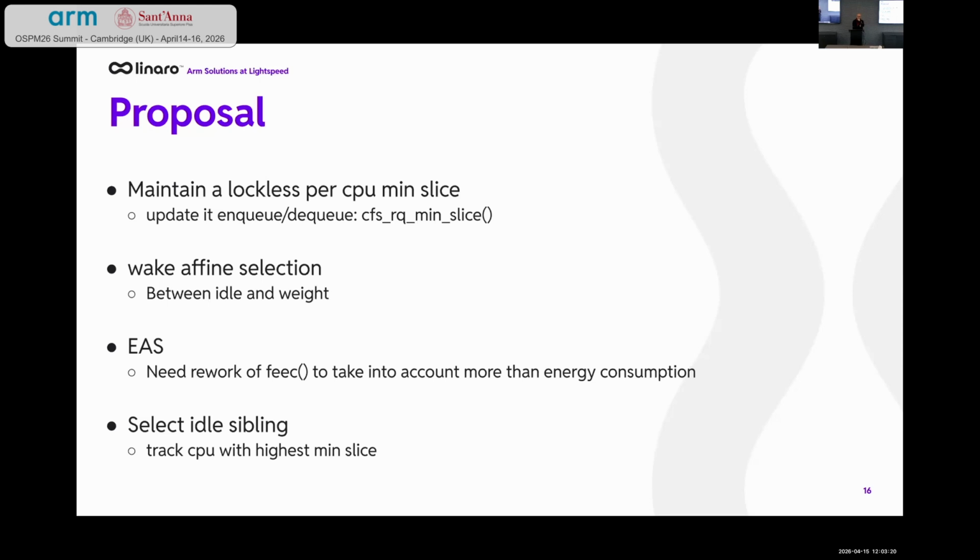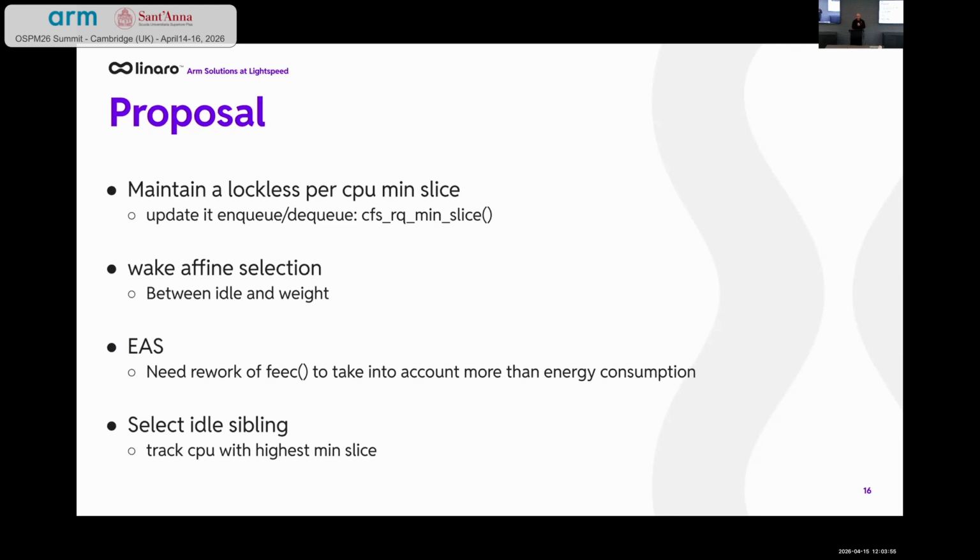But you also need, you have a similar issue that you also need to update that on every DQ and NQ. Yeah. Did you track that per CPU? Yes, the goal is to have a per CPU min slice. And when we NQ or DQ a task, an entity, we are already tracking that. So instead of computing that for each and every case, just save this value.